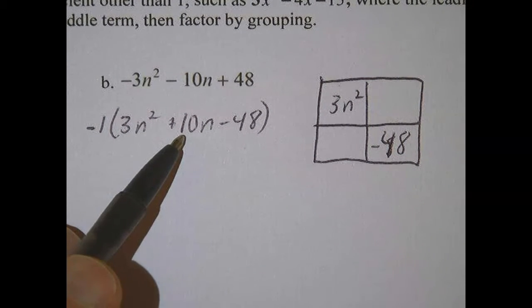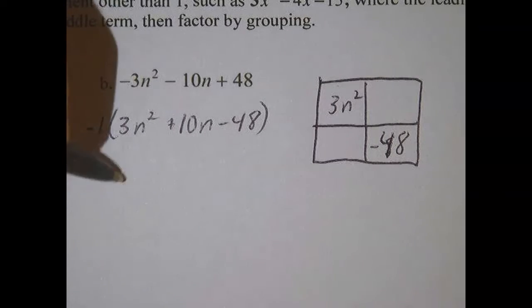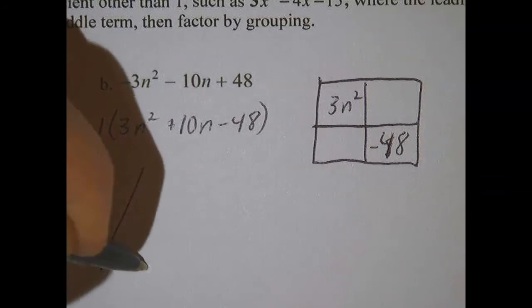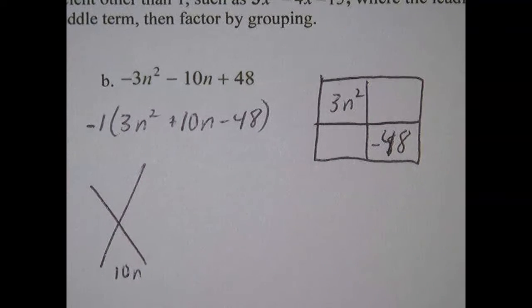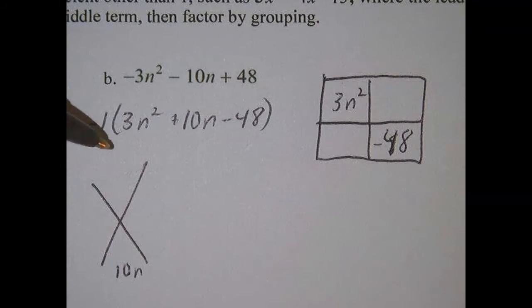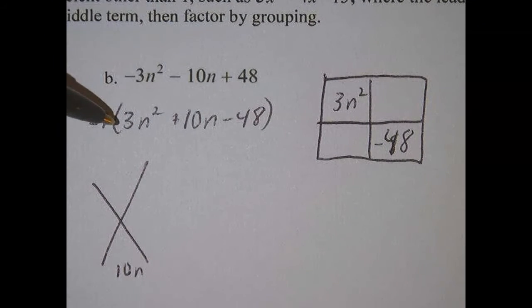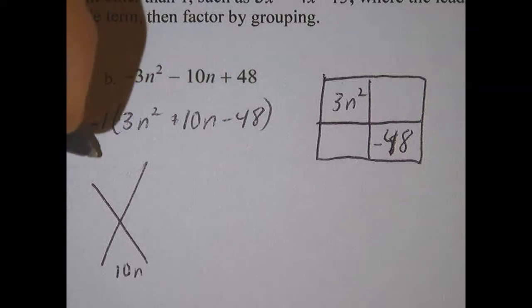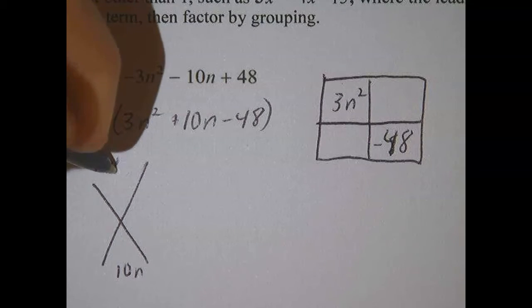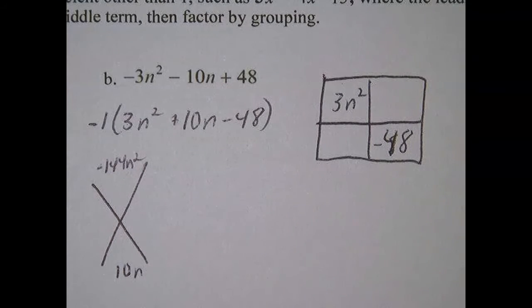Okay, now how do I get these? I get them by splitting the middle. So I'm going to do the same thing that I did in the last example. I'm going to make that little x and carry down the 10n for the middle, and on the top I put the product here, which is 3 times 48, which is 144. This is negative 144n squared. And I break it up in a way that I need a product of 144 and a sum of 10.